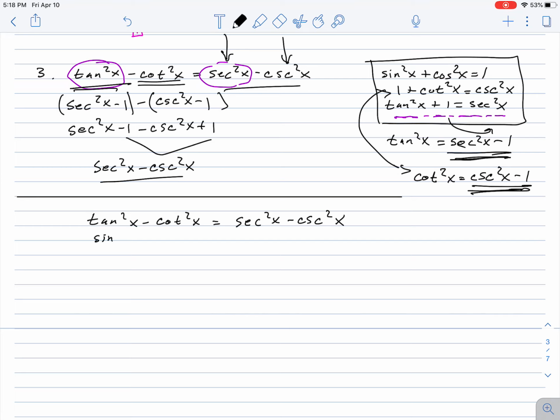So tangent squared is sine squared over cosine squared. And cotangent squared is cosine squared over sine squared. And now what I've created is two fractions, which I now can add together. So I'm going to get a common denominator. Okay, so I end up getting sine to the 4th minus cosine to the 4th on the top.